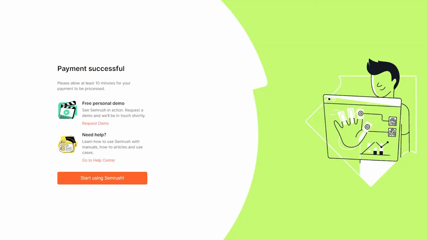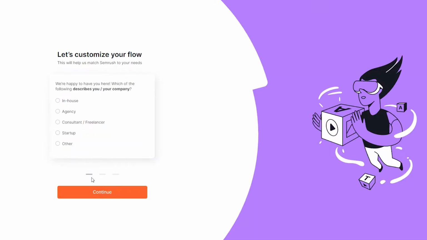So now we see that our payment has been successful, and we can now start using SemRush. So go ahead and click on start using SemRush. And over here, they're basically going to ask you a few questions. They're basically asking you to customize your workflow. So they're happy to have you, and now you have to describe you or your company. So whether it's an in-house production or an agency, consultant or freelancer, startup or others. So I'm going to go ahead and click on in-house.